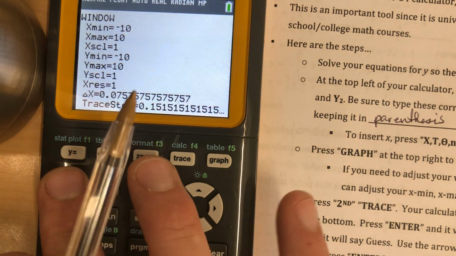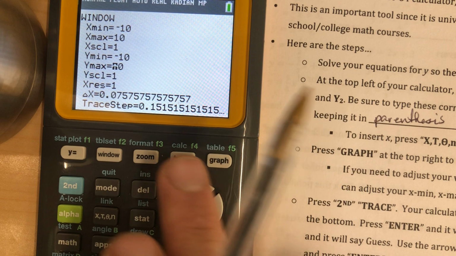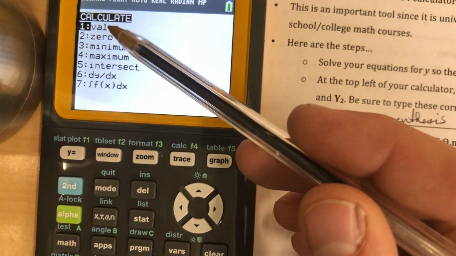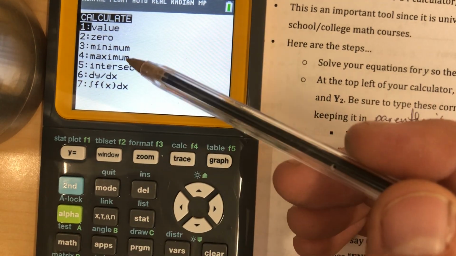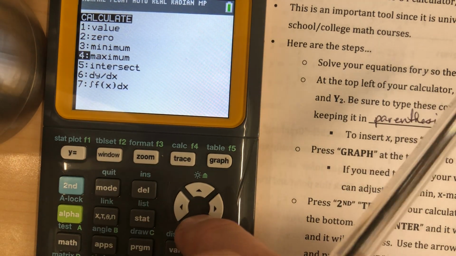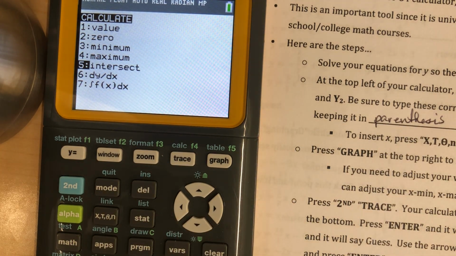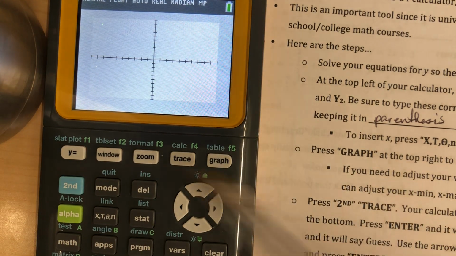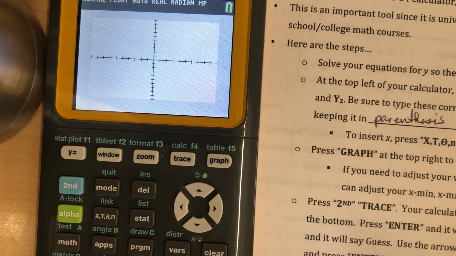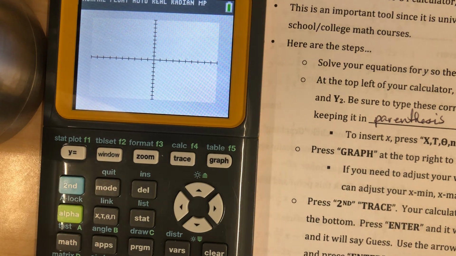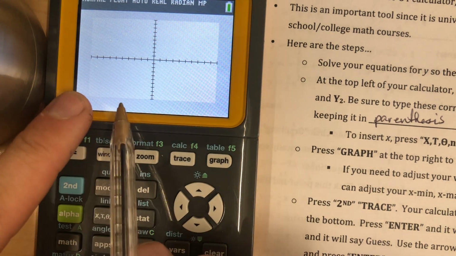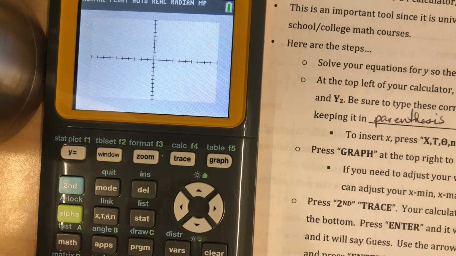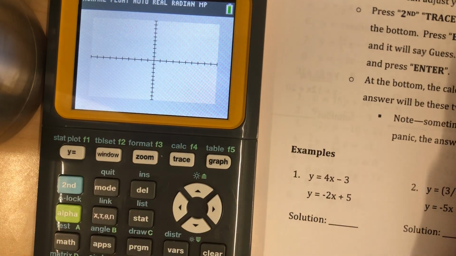If you hit second trace, then it's going to have a list here for you to find different things on your graph. We're going to be looking for the intersection, so we're going to go down to 5, which is the intersect, and hit enter. Now, I don't have any graphs in here, so you can't really do it yet. You'll hit enter for y1, enter for y2, move the cursor to where the intersection is, and hit enter again. At the bottom of the calculator, it'll give you an x equals and a y equals, and that's your ordered pair. Let's do the examples together.